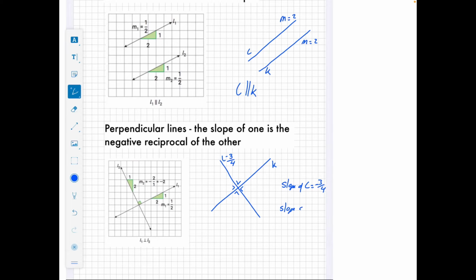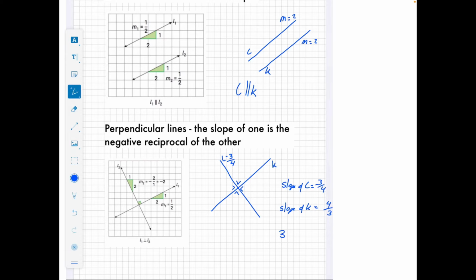And the question says find the slope of K. The slope of K, so what you do is you flip it upside down. So instead of writing 3 over 4, we're going to write 4 over 3. And we're going to change the sign. So it was a negative, it's now a positive. Okay?